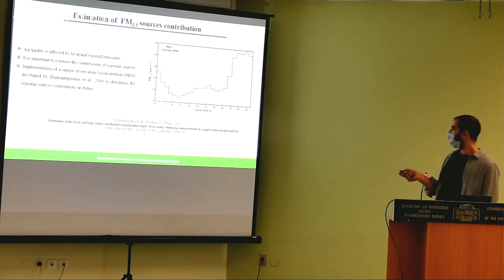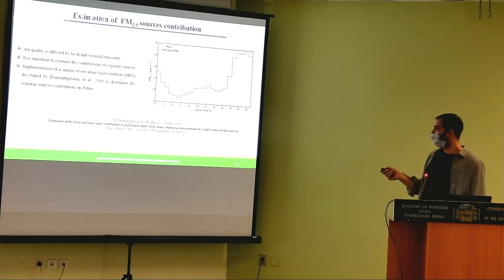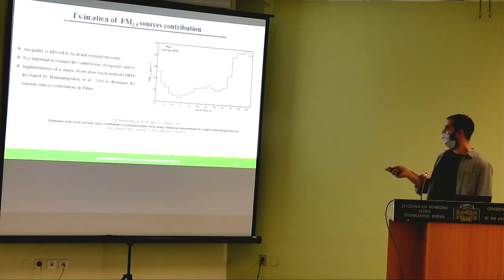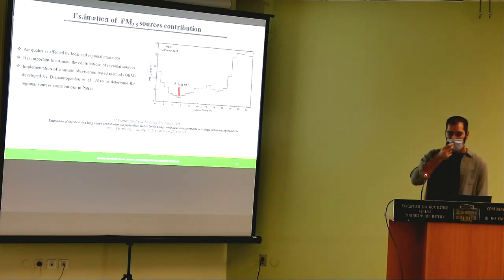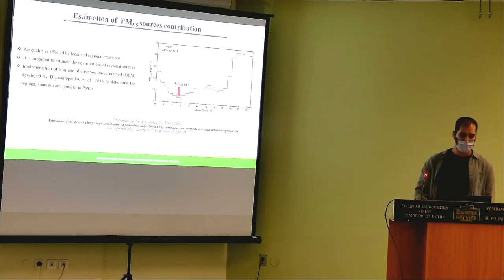We calculated the diurnal profile for the station located at Daya during January of 2018. We found the minimum value, 7.3 micrograms per square meter, and we assume that this value corresponds to the regional sources, regional emissions. So all values that are higher than this limit are due to the local emissions. This method was implemented for all the stations and on a monthly basis.